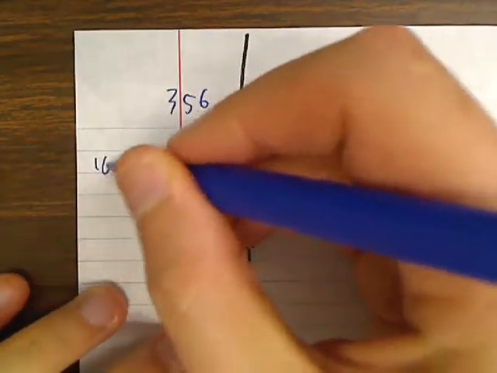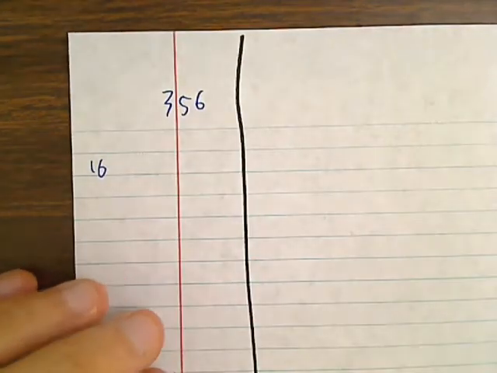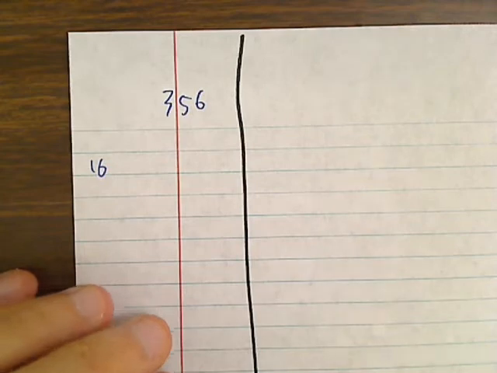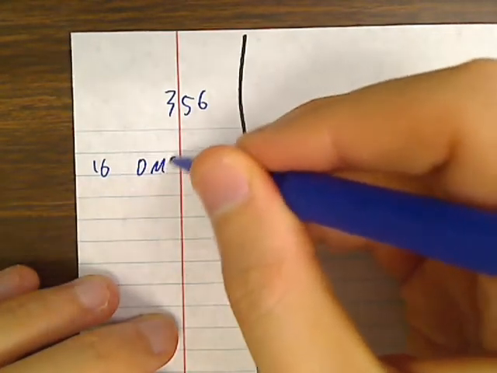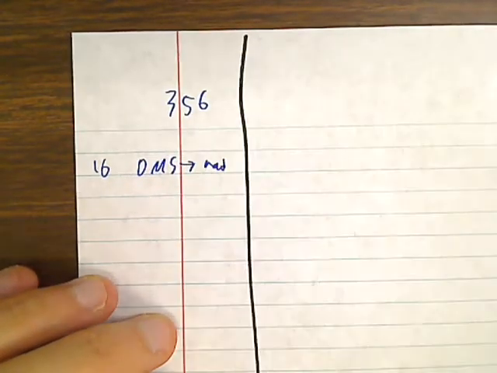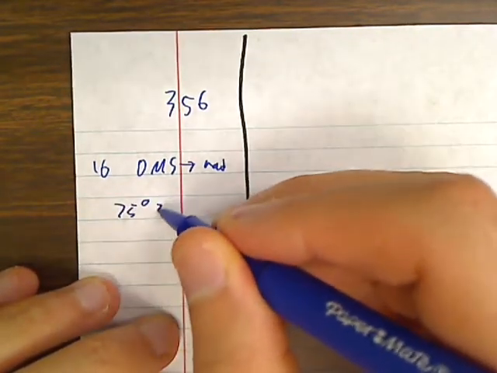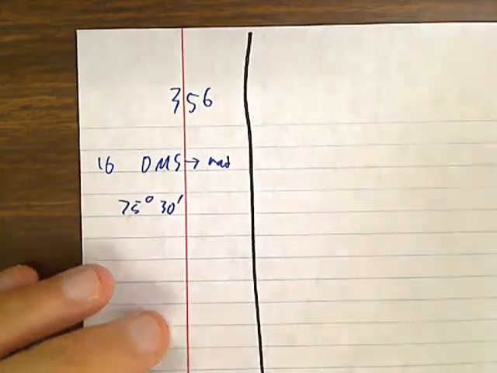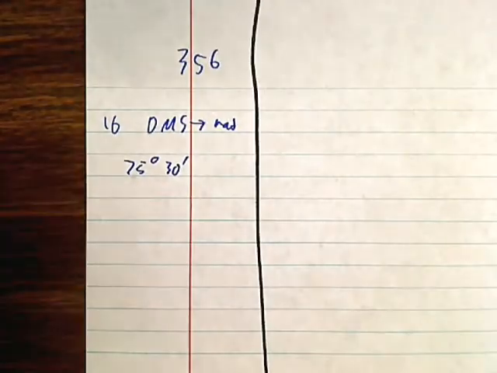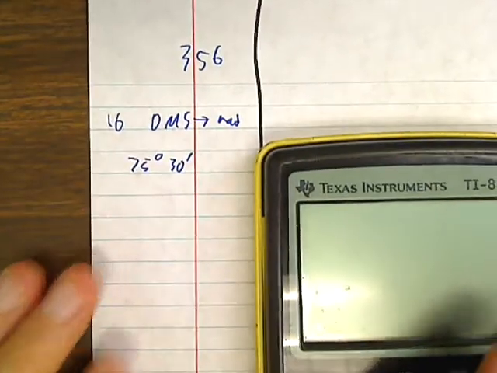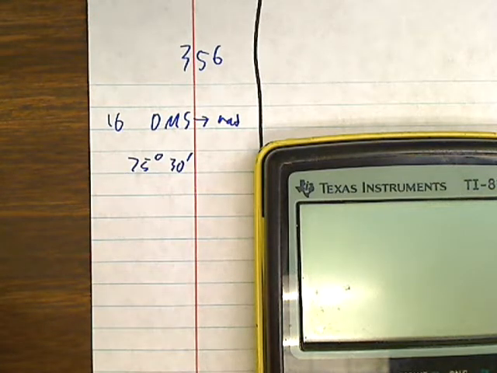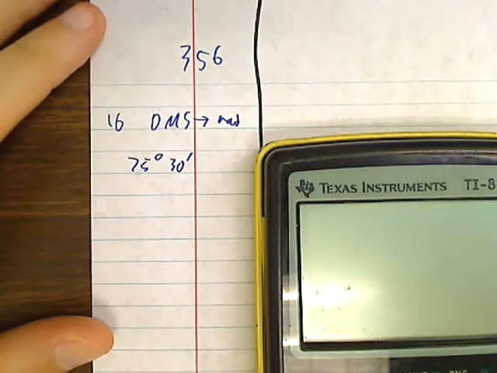Number 16 says, convert from degrees, minutes, and seconds to radians. So DMS to radians. Number 16 is 75 degrees, 30 minutes. Okay, let me get my trusty friend out here, and why don't you go ahead and try to convert that into radians. You have a little formula over there. I'll give you a second.